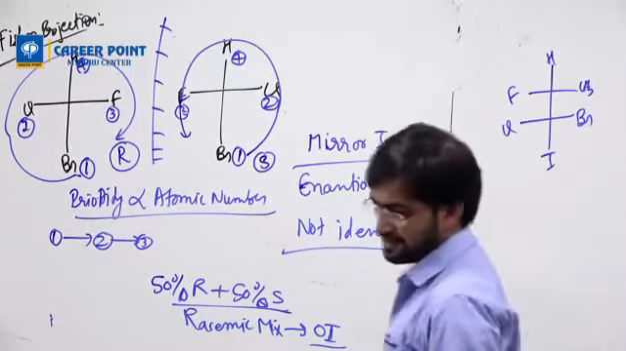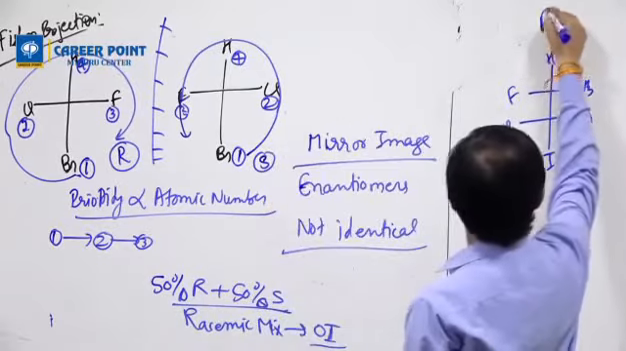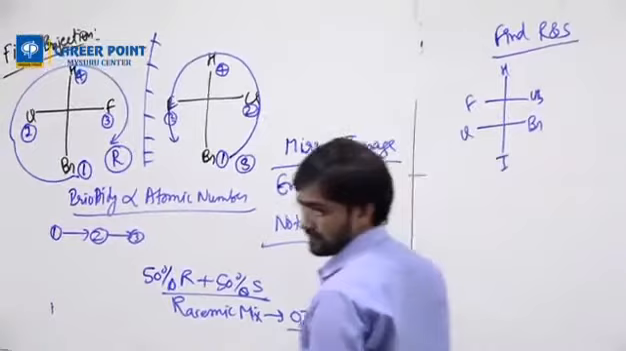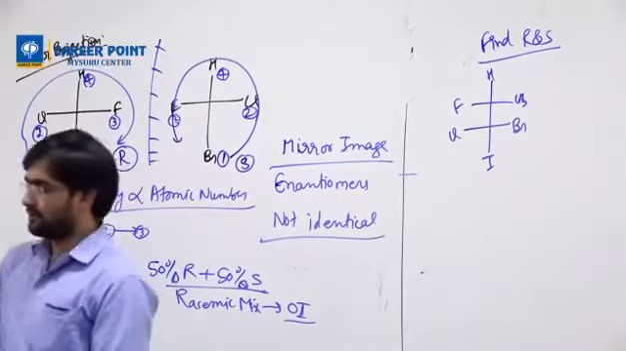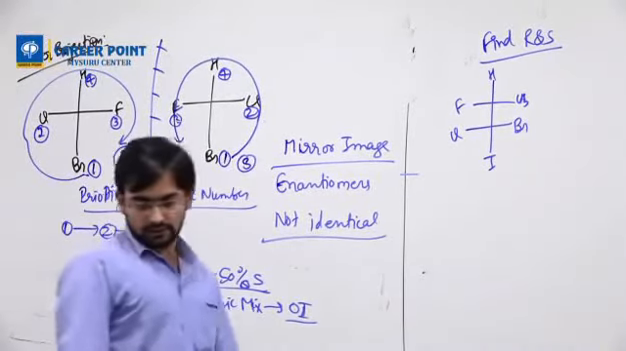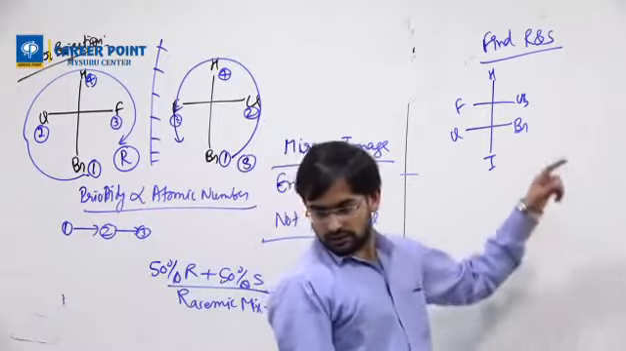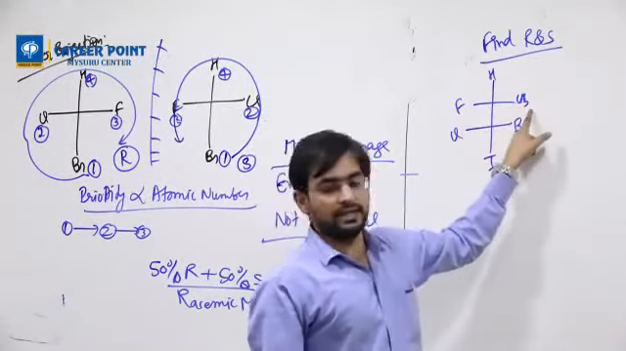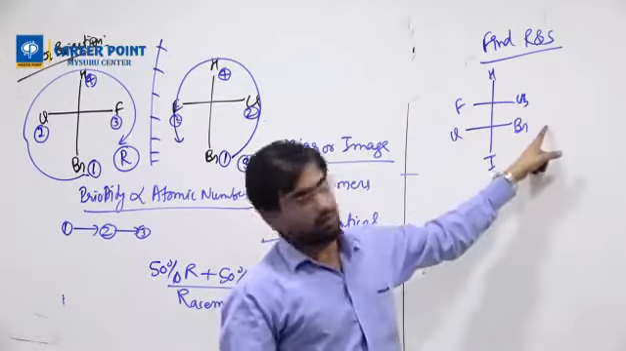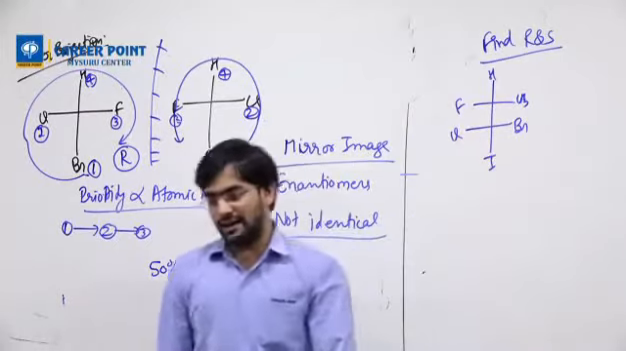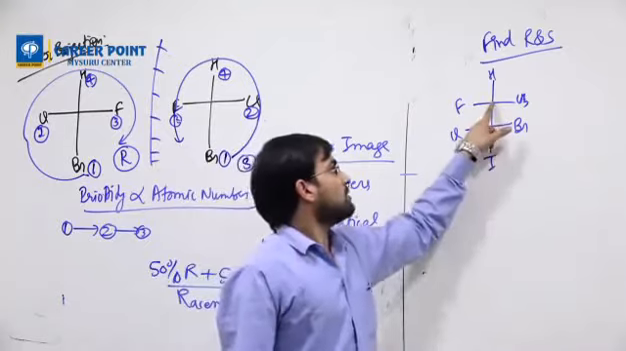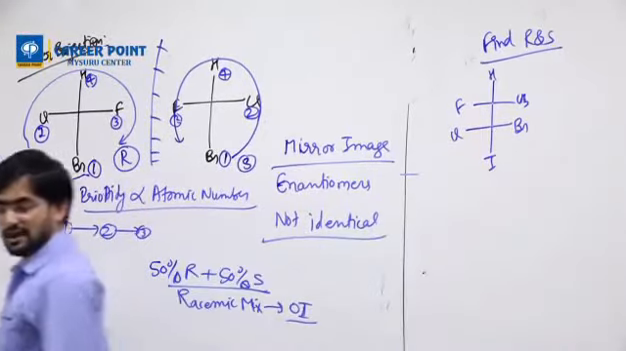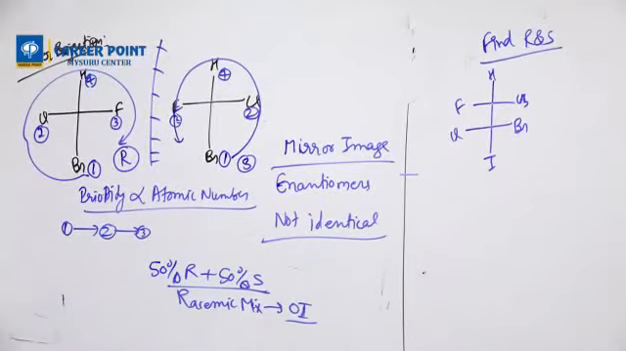Find R and S. This is H, F, Cl, Br, I. Find R and S. This chiral carbon, that chiral carbon. You need to find which one is R, which one is S. Find fast.